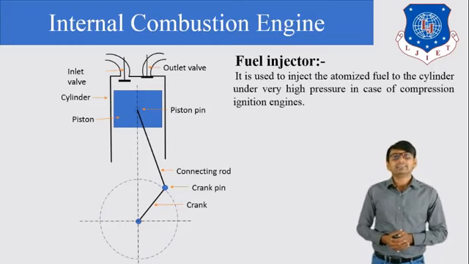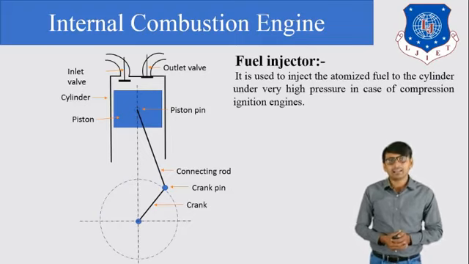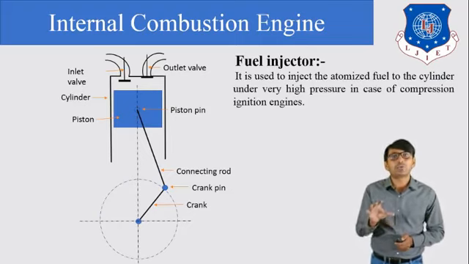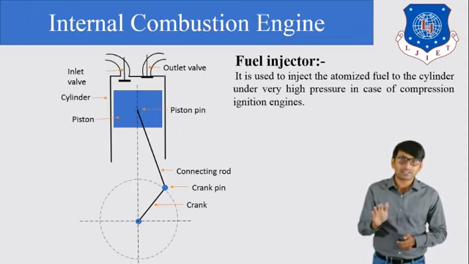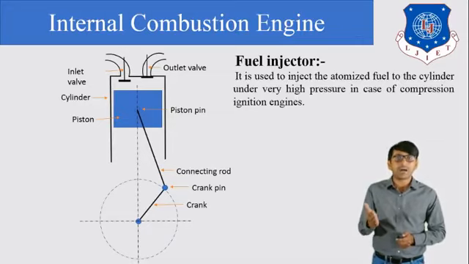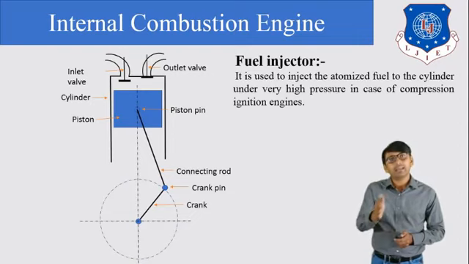So in this lecture we discussed the classification of IC engines, and then we discussed engine details. It means the basic parts of the engine: cylinder, piston, connecting rod, crank, inlet valve, outlet valve, piston pin, crankshaft, fuel injector, spark plug and carburetor, etc.